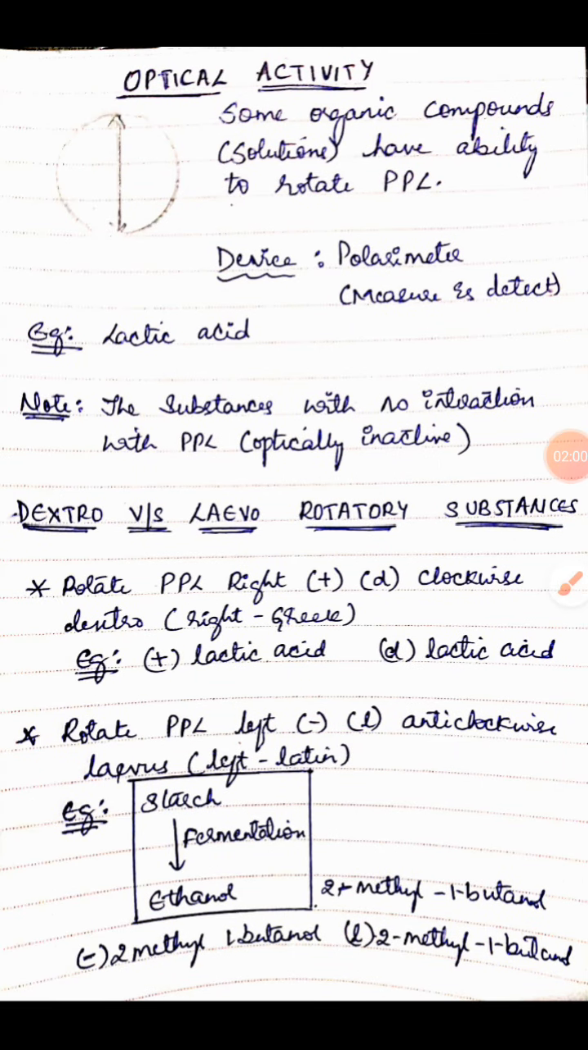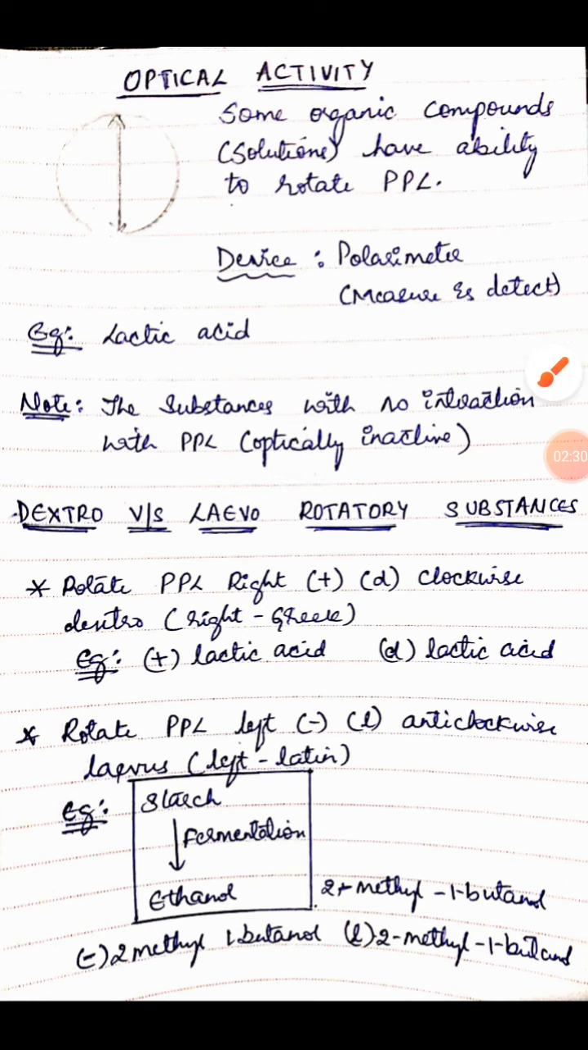So, what is optical activity? Solutions of some organic compounds have the ability to rotate the PPL. And this optical activity is measured and detected in a polarimeter. The example for an optically active substance is lactic acid because it can rotate the plane polarized light. But those substances which do not have interaction with plane polarized light are known as optically inactive substances.